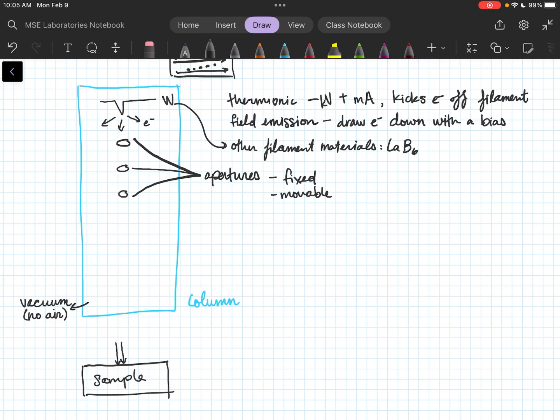A movable aperture would be something where we have a plate with circles of different sizes in it, kind of a big long plate. And you can move the plate in and out to get a larger hole or a smaller hole, to narrow these electrons down.